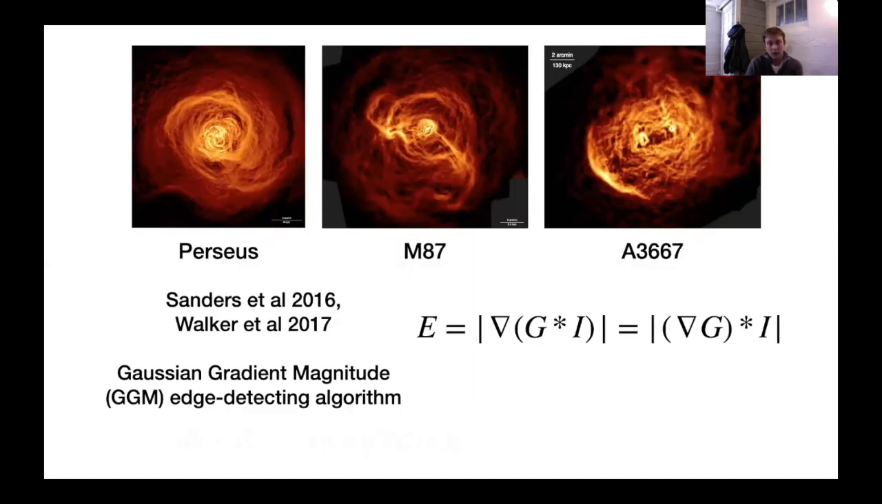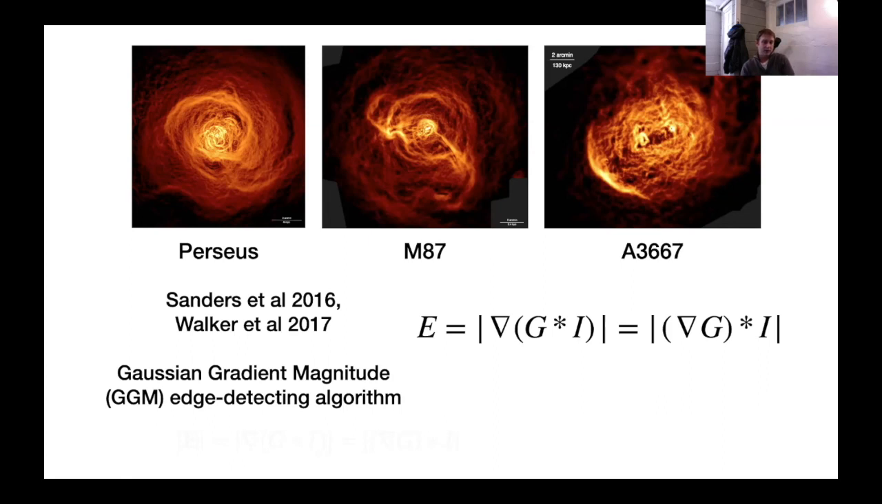So in the last few minutes of the talk, I want to talk about another application connecting simulations to observations. These are real Chandra images of two clusters and a galaxy, M87. But what's happened in these images is that we've actually taken the gradient of the image using the Gaussian gradient magnitude edge detection algorithm, which is implemented in SciPy.